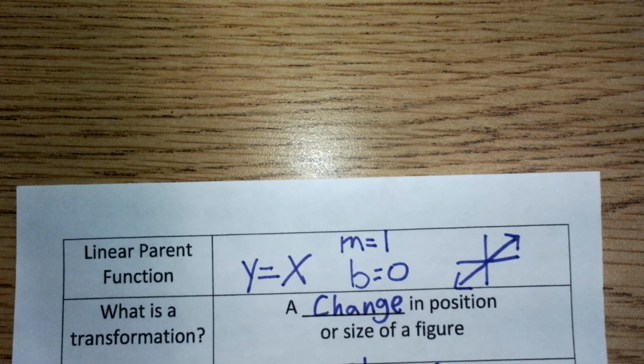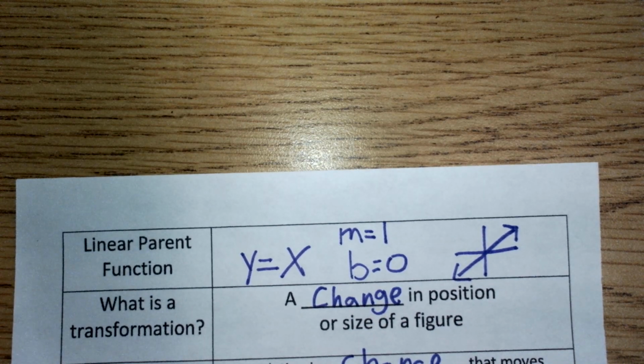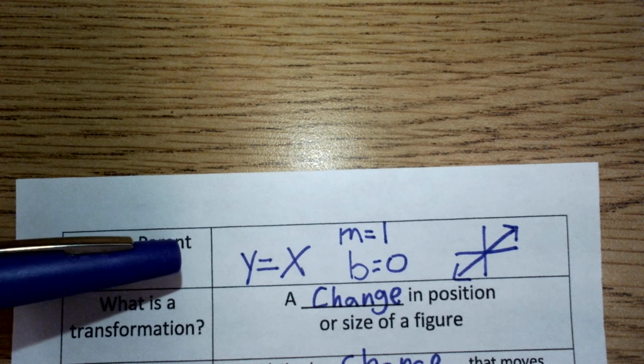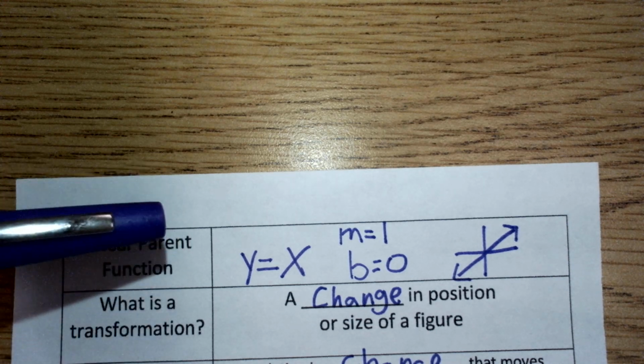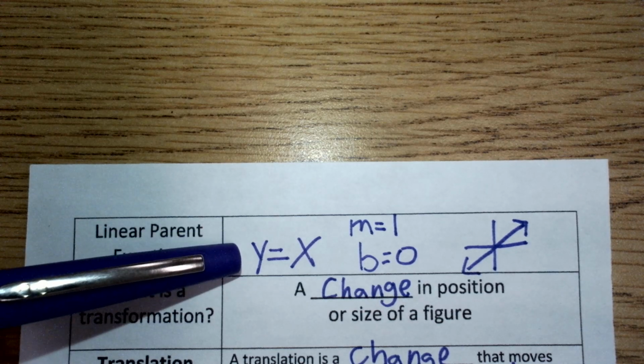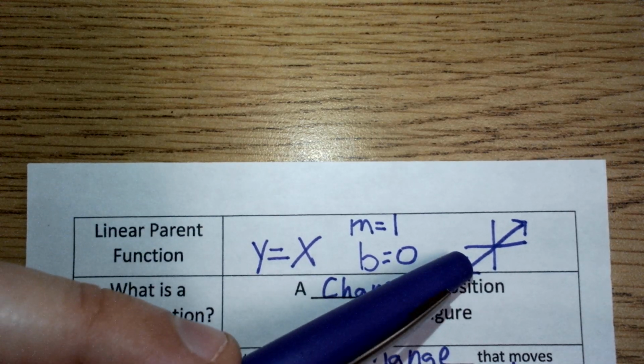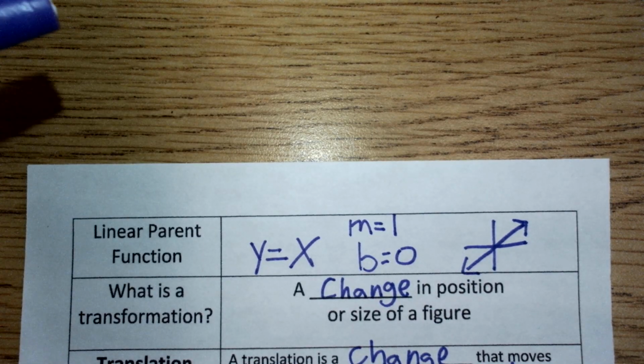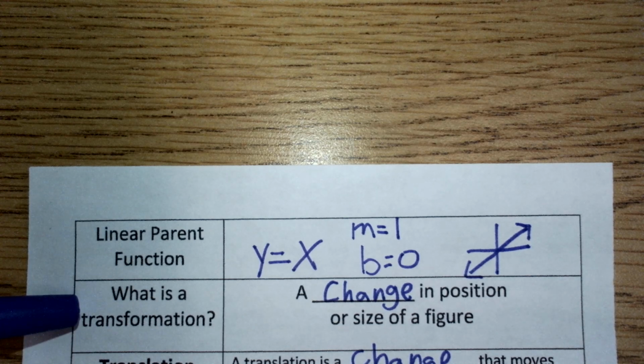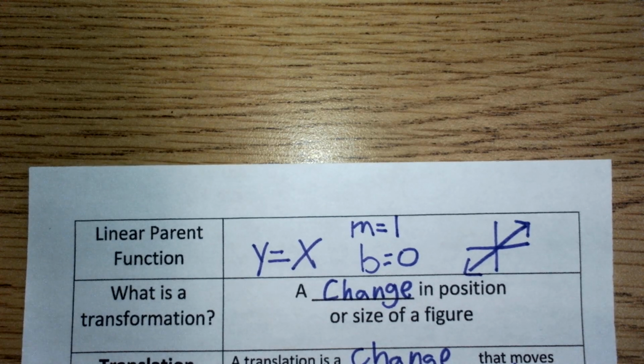So basically, a parent function is the most basic form of a graph that you can have without anything added to it or done to it. So that would be this y equals x. It also looks like that graph right there. We're talking about transformations. A transformation is a change in position or size of a figure. So we're going to be making some changes to this as we go along.